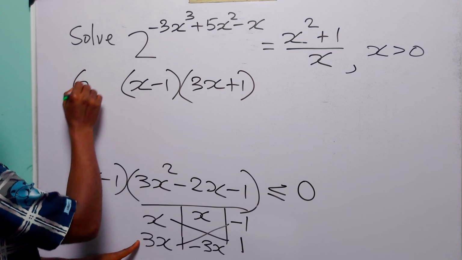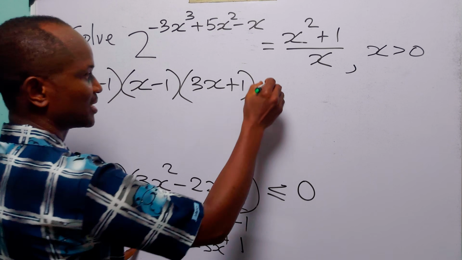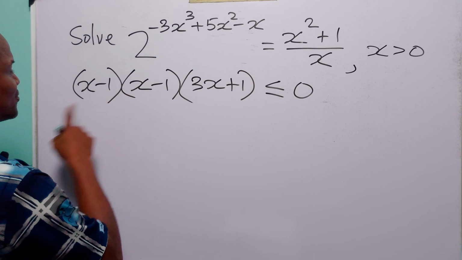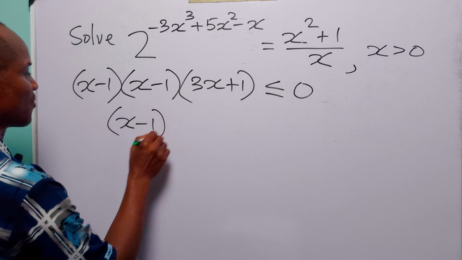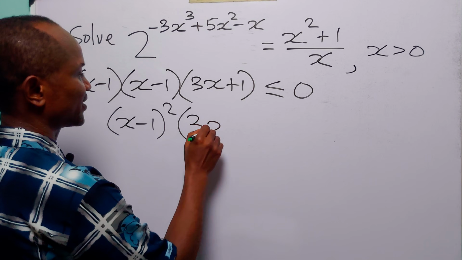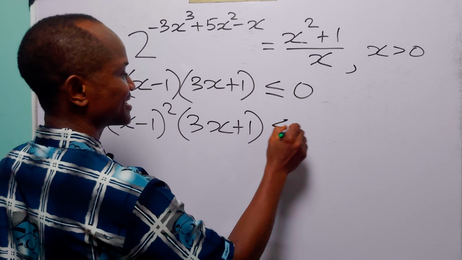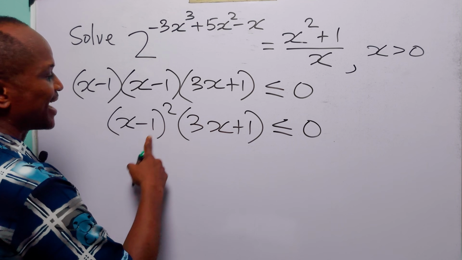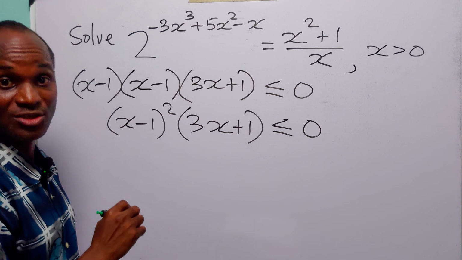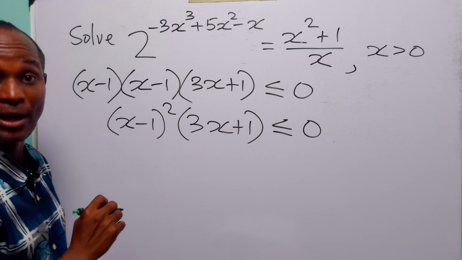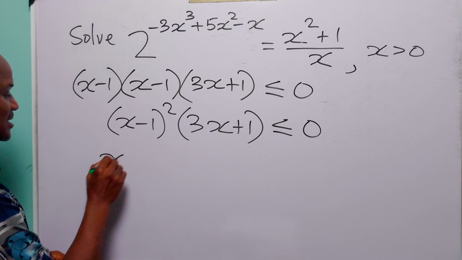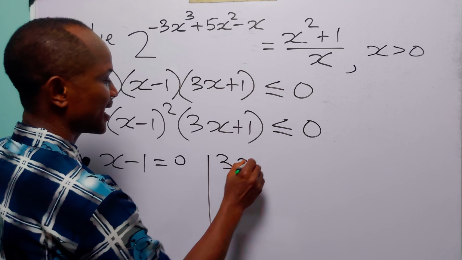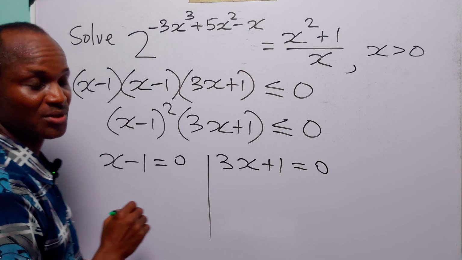Here we still have x minus 1, and everything is still less than or equal to 0. And of course, combining these two factors, we have x minus 1 squared multiplied by 3x plus 1 must be less than or equal to 0. Now, to find when these two factors are equal to 0, because finally what we are looking for is an equality, all we have to do is to notice that x minus 1 must be equal to 0, or 3x plus 1 equal to 0.